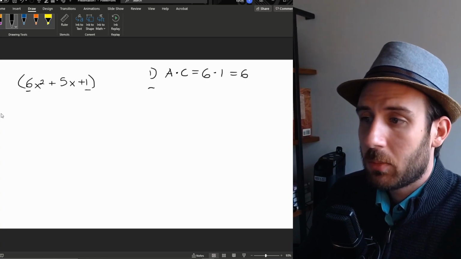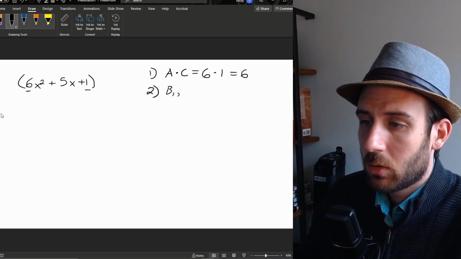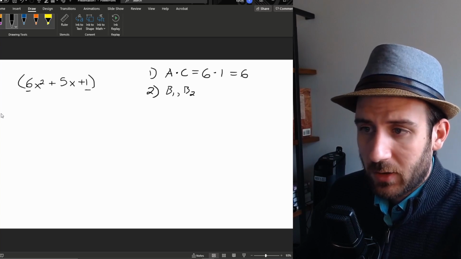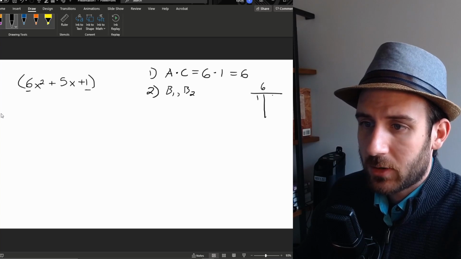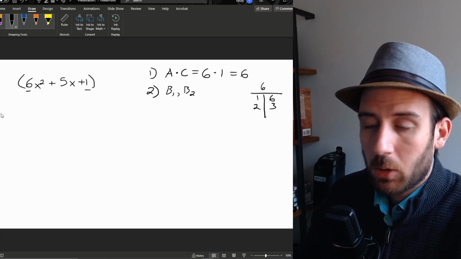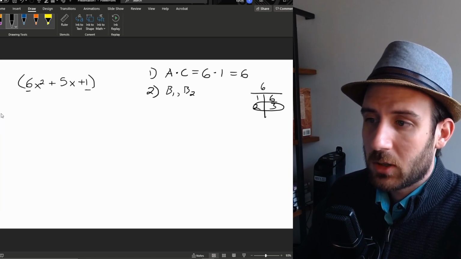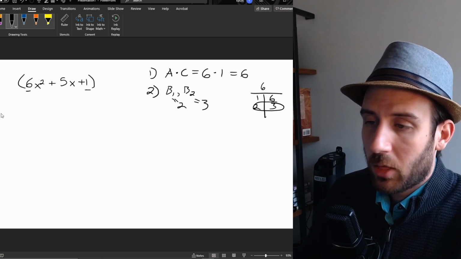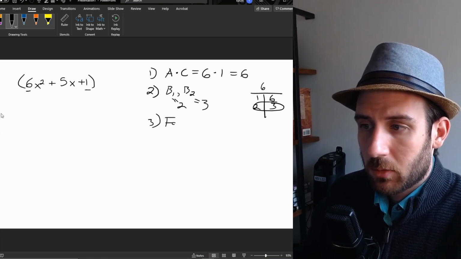And so then step 2 would be find numbers B1 and B2 such that they multiply to 6 and add to 5. Okay, so what would that be? Things that multiply to 6 would be 1 and 6. They'd be 2 and 3. Oh, there we have it, 2 and 3. So B1 and B2 are going to be 2 and 3. So B1 equals 2 and B2 equals 3. From there, step 3 is just factor by grouping.